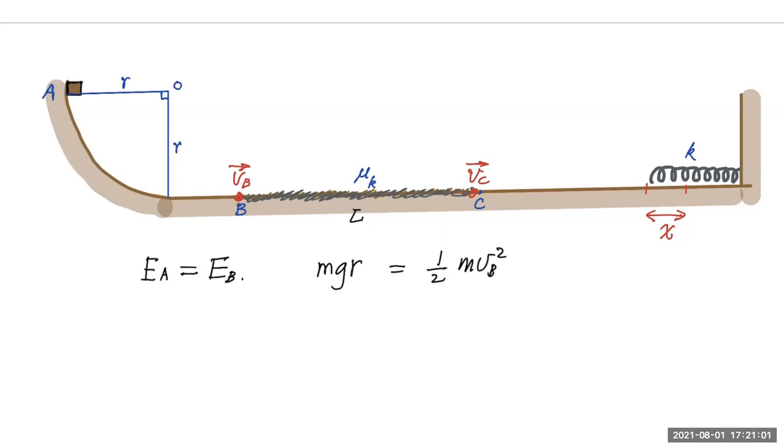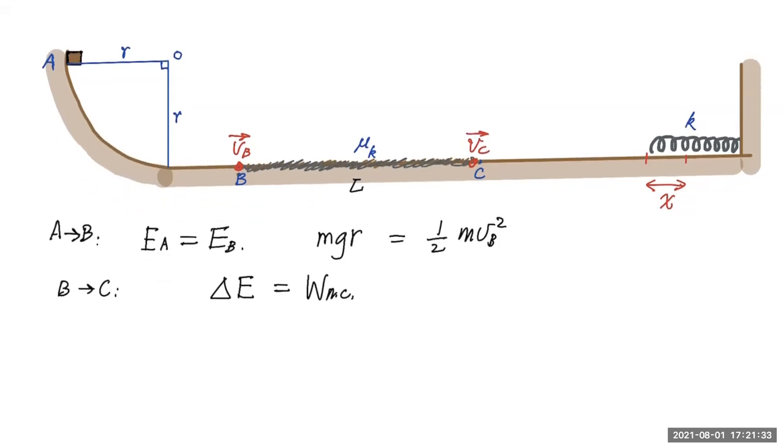Now, between B and C, there is friction, and it does negative work, so you don't have conservation of energy. You can still use the work energy theorem connecting B and C, but now we're going to use this slightly different version. We're going to use delta E. So here is A to B, okay? Now from B to C. Delta E equals W non-conservative. Let's see how that works out.